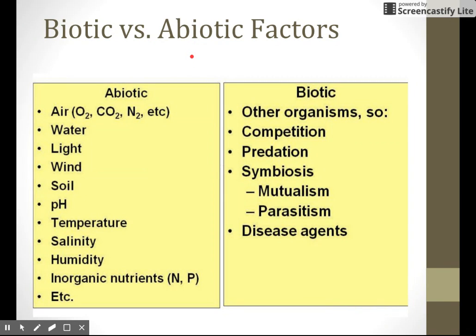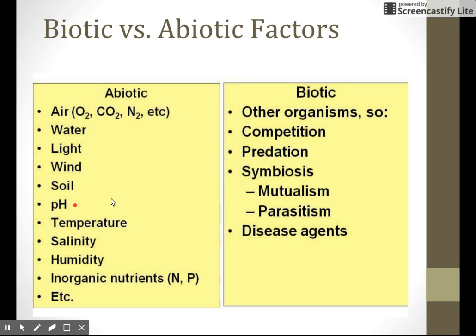So here's a little quick chart for you guys to look at that tells you some differences between biotic and abiotic factors. So abiotic factors, we have air. And in our air, we have oxygen, carbon dioxide, and nitrogen in large amounts. The water, the amount of light that we're exposed to, with the north and south poles exposed to very little light, and the equator being exposed to much more light, that changes a lot of things. How much wind we're exposed to, the soil, if it's hard or soft soil, if it's fertile or non-fertile soil, the pH, which is the acidity content of the soil, and the rain.